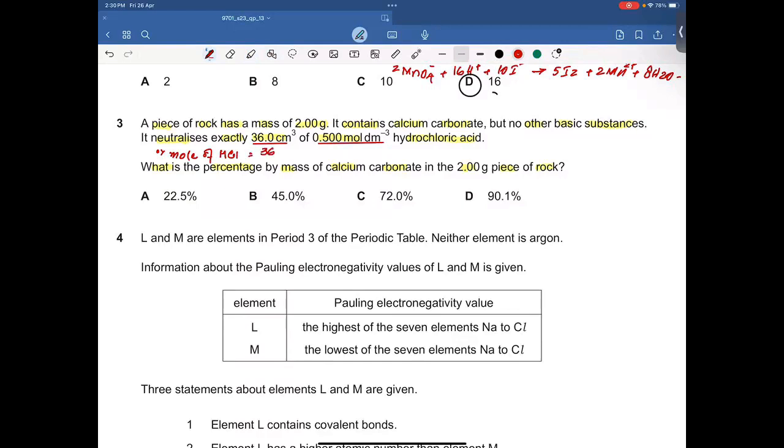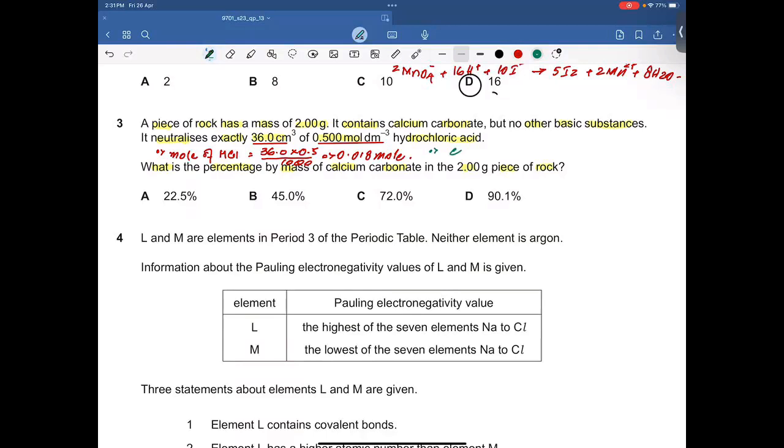So it's 36.0 into 0.5 divided by 1000. So the moles of HCl is going to be 36 into 0.5 divided by 1000. It's going to be 0.018 moles. All right. Now we need to make the equation.